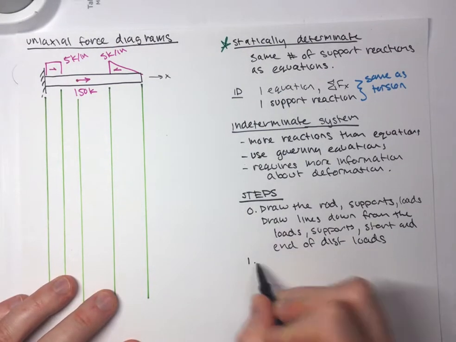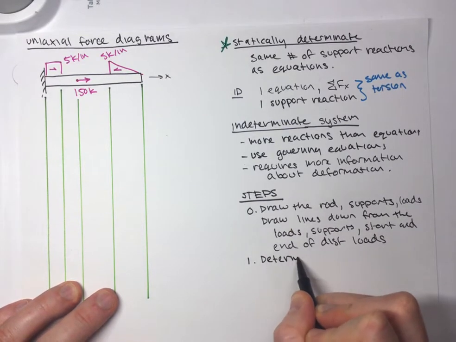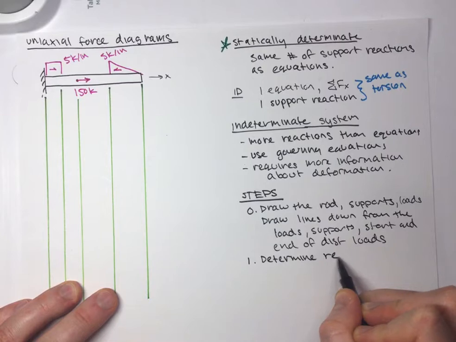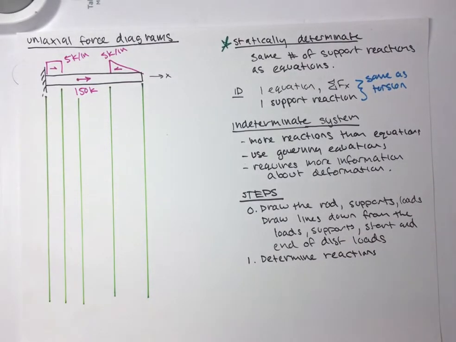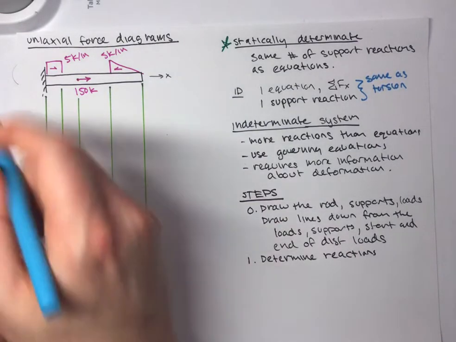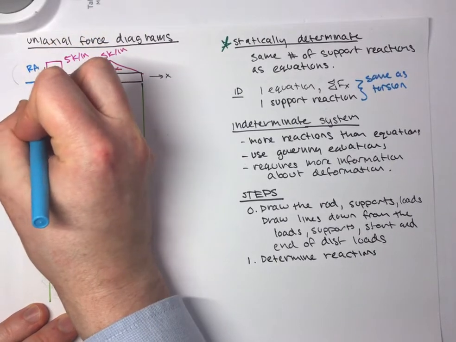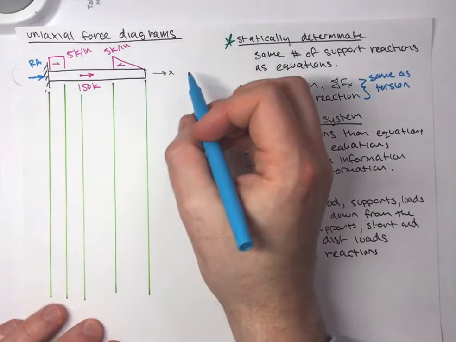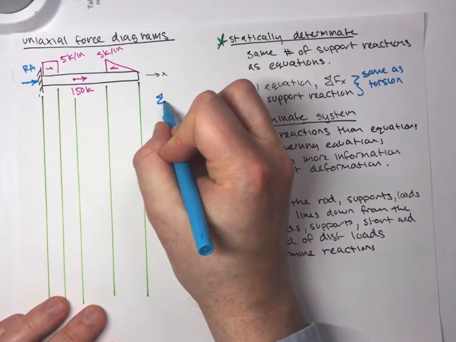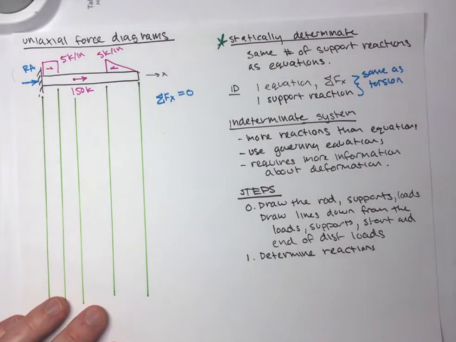Step 1 is going to determine the reactions. So we need to know what is happening over on this end. And so we have some reaction over here, and we would put it in the positive x direction for now. And then we would do our sum of the forces in x, we know those are going to be equal to 0.